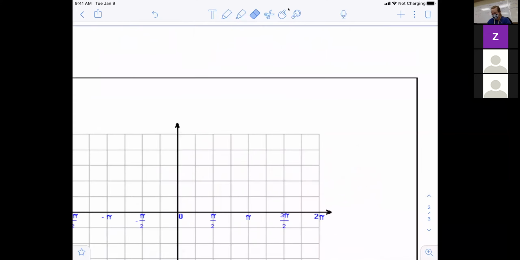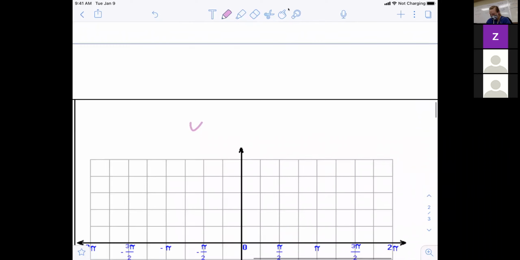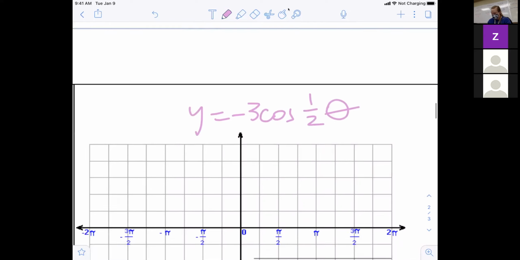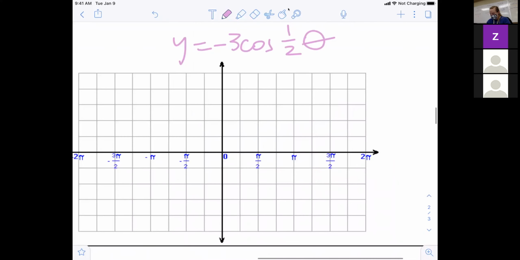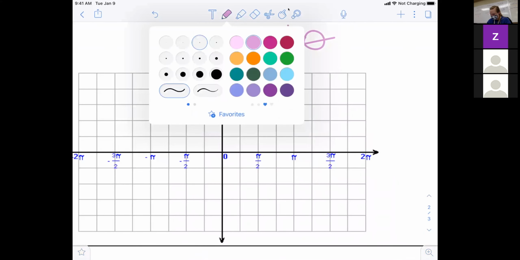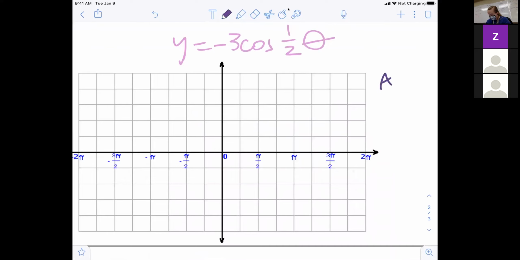Let's do another one. Y equals -3 cosine 1/2 theta. So I haven't done a cosine yet. Let's do a cosine. Okay. What's my amplitude going to be? Let's call it just 3. Do you know what the negative is going to do?